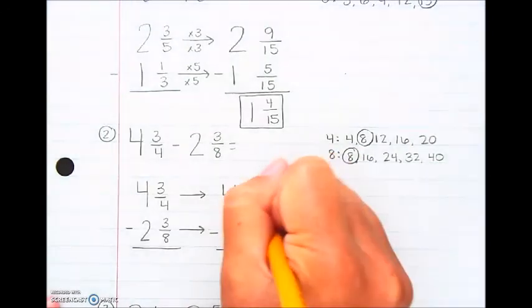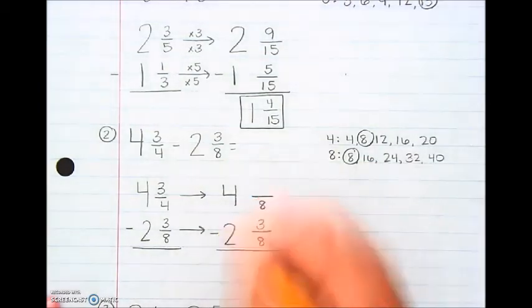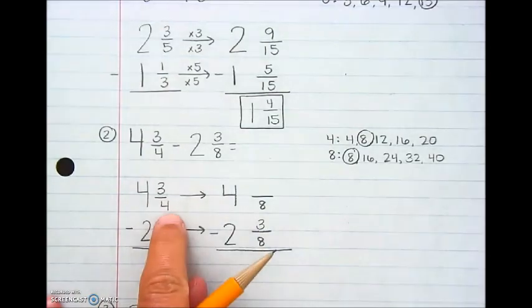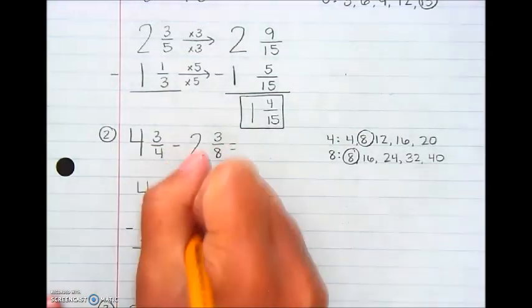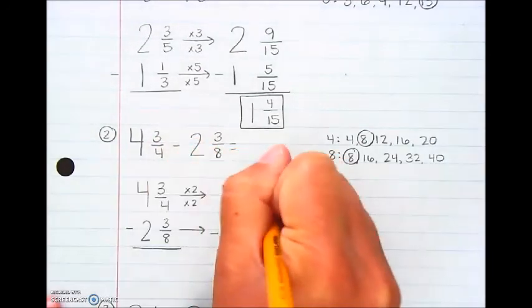So now I can change both of my fractions into a denominator of 8, which means my second fraction, 3/8, can stay exactly the same. I don't have to do any changing to that. But 3/4 needs to become eighths pieces. So 4 times 2 is 8. So I do 3 times 2 to get me 6.